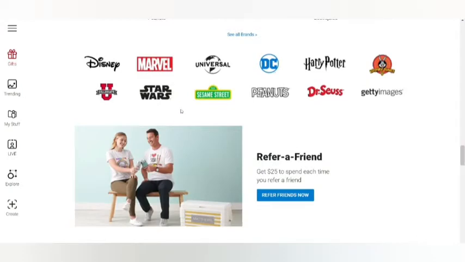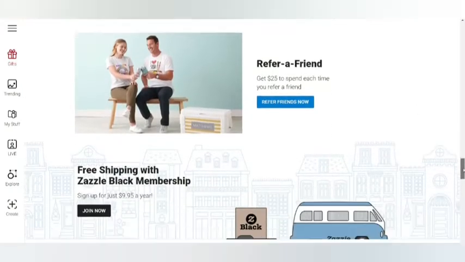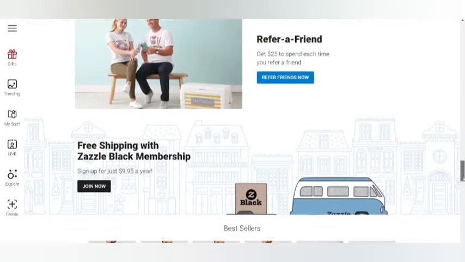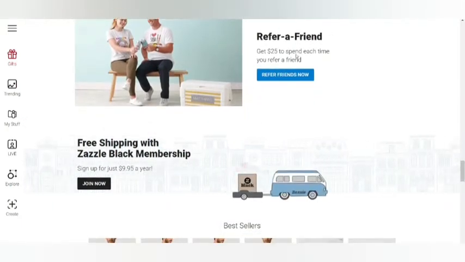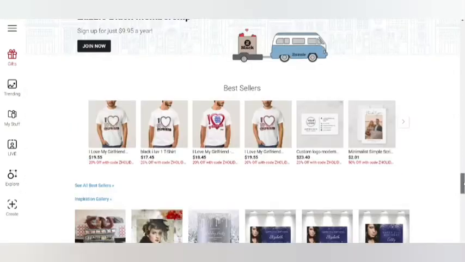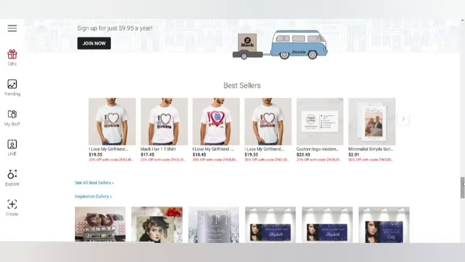Now these are all the brands that have collaborated with Zazzle, and you could see what the different brands and products are if you are looking into purchasing anything over here. You could also refer a friend and get $25 to spend each time you refer a friend. That's also amazing. Free shipping with Zazzle Black membership if you want to purchase anything from Zazzle.